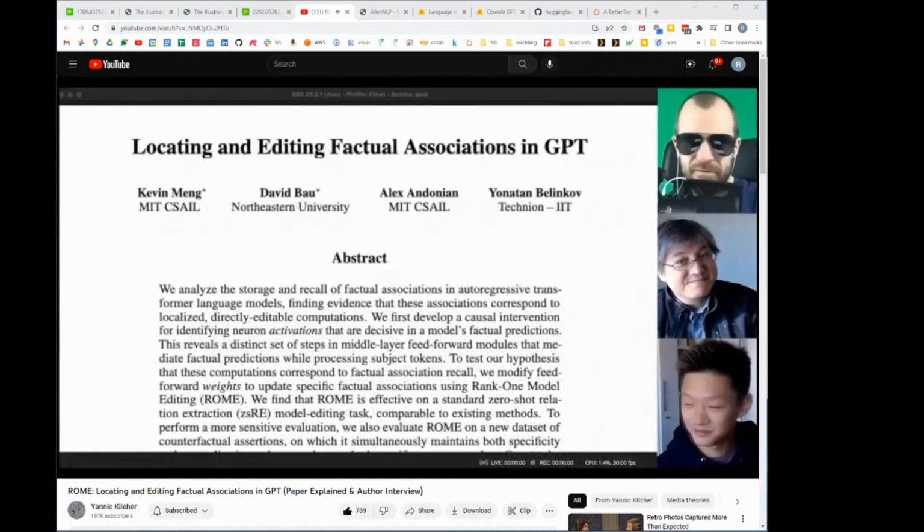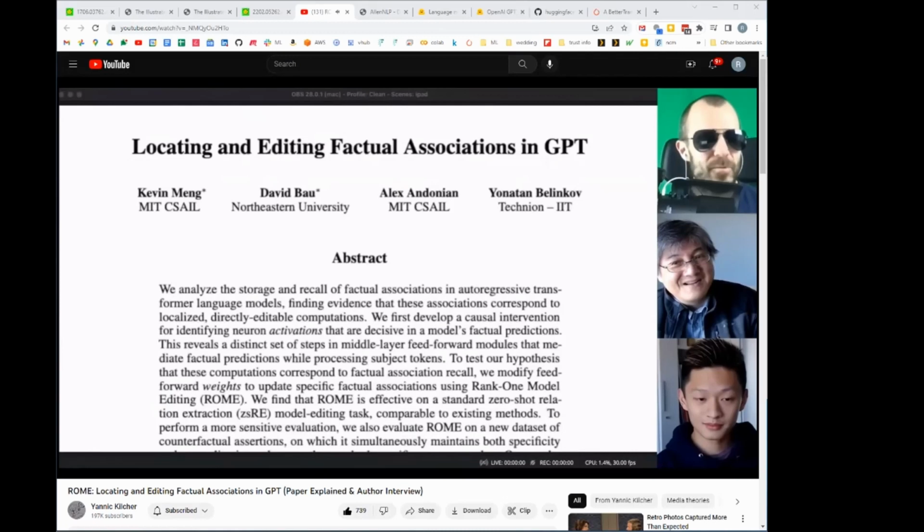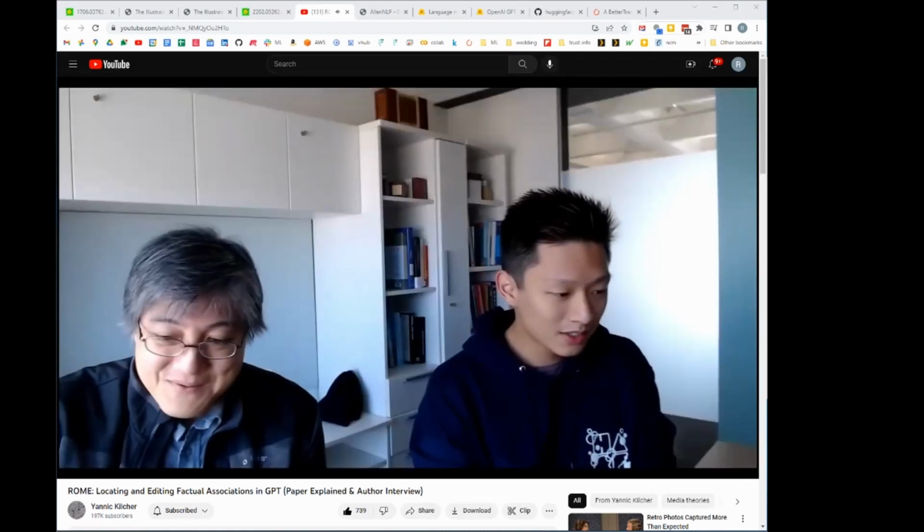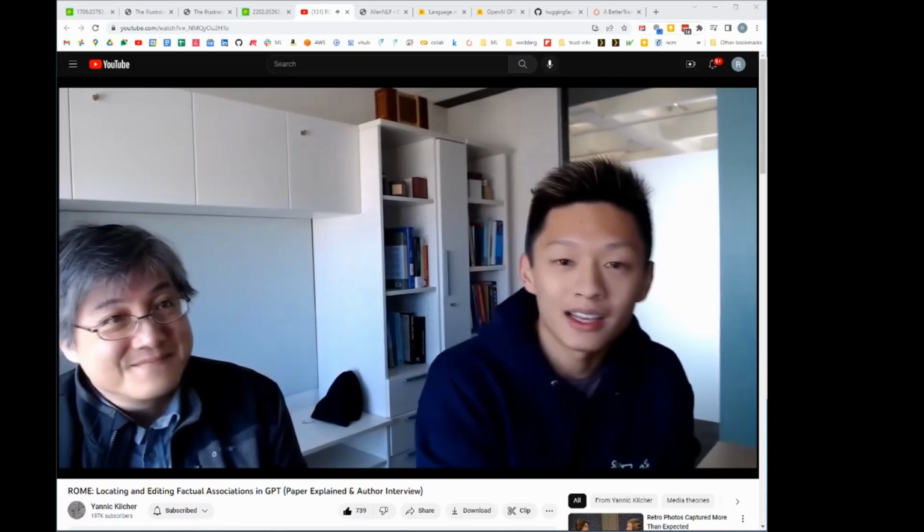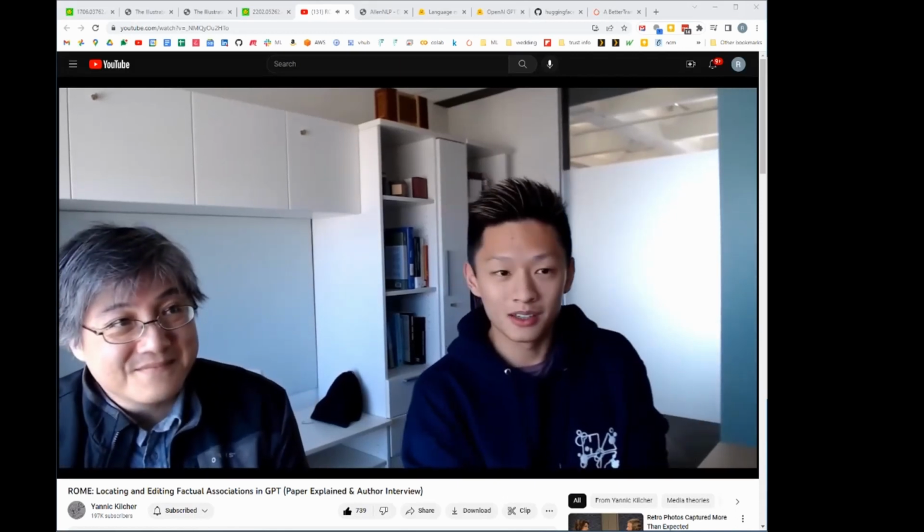There's an entire subfield that just researches where are facts in language models. I didn't know about this subfield until I read your respective works. And what does it entail? Like, what are people wondering about? So I guess there's a few questions. I think it's at the intersection of two main things.